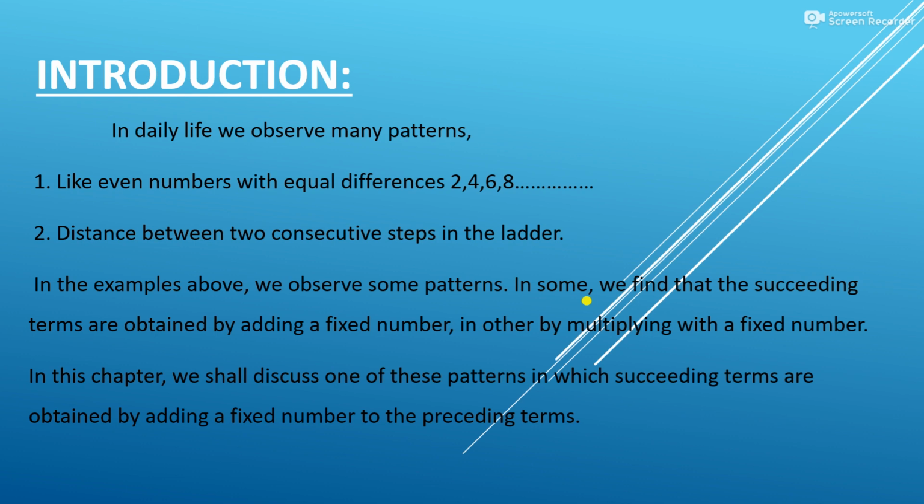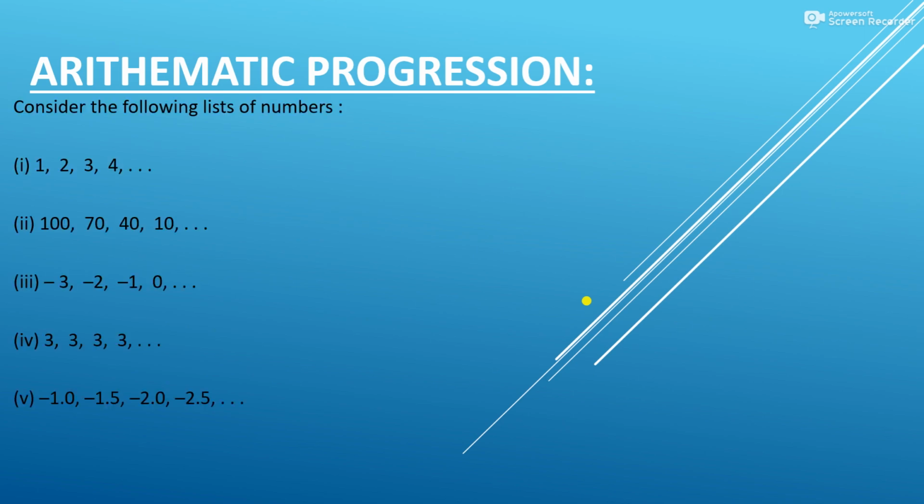For example, in the first case, 2, 4, 6, 8, the examples I have taken. Here, the first number is 2, the second one is 4. To obtain the second number, I am adding 2 to the first number. Then to obtain the third number, I am adding 2, like that. So we will study these types of patterns in this chapter. That is nothing but arithmetic progression.